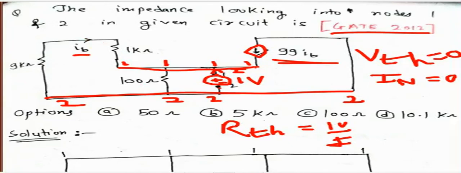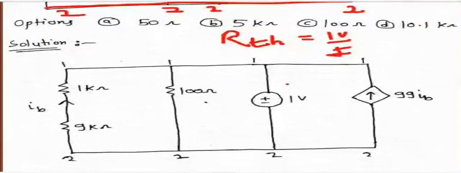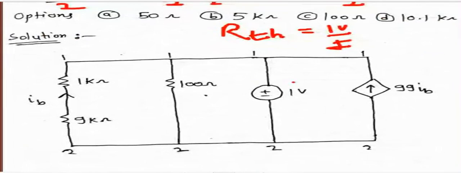Then between node 1 and 2, a dependent current source is connected and the direction of current is from node 2 to node 1. So this way I have drawn the circuit. And my aim is to determine the current I. Then RTH will be 1 volt divided by this current.